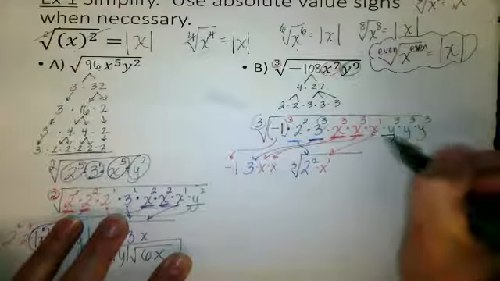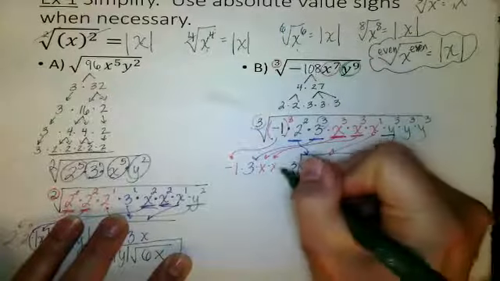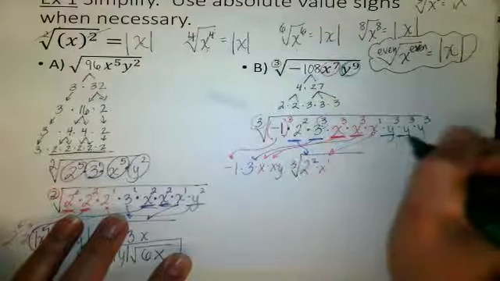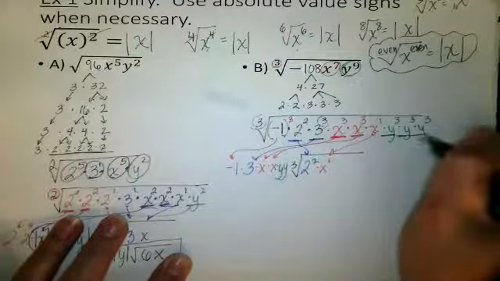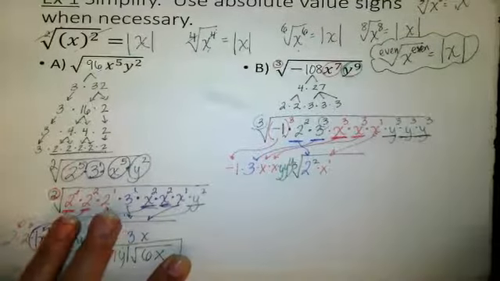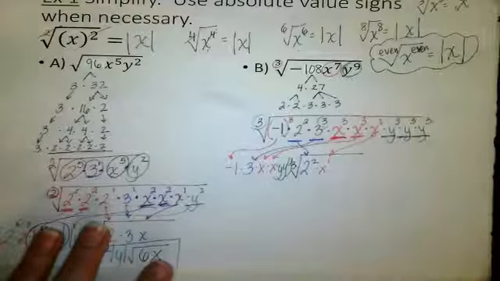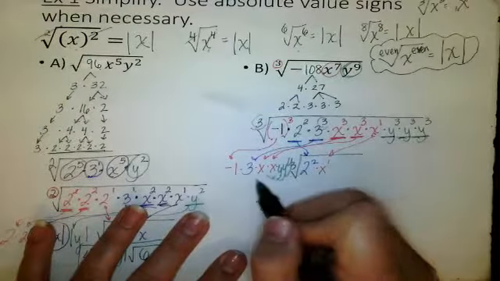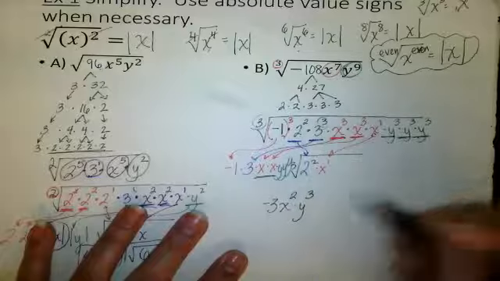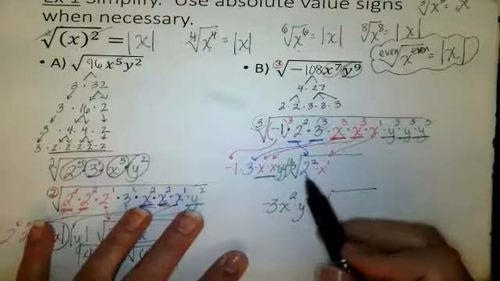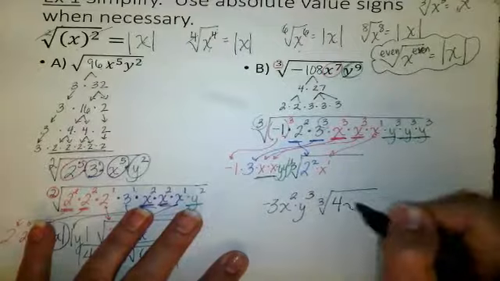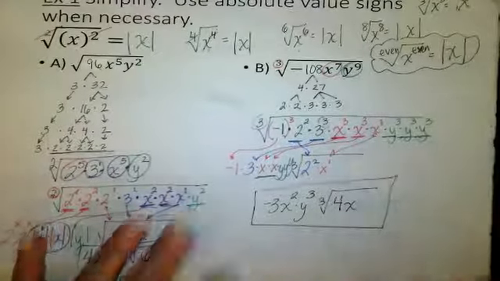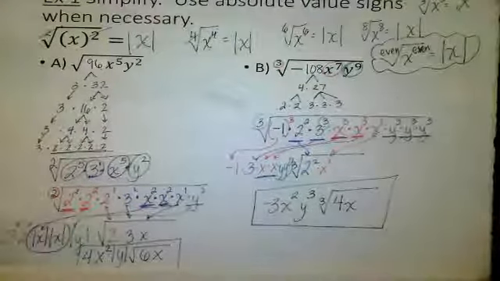What about the cube root of y cubed? Y comes out. Cube root of y cubed, another y. And the cube root of y cubed, another y comes out. So I have a negative times 3, so negative 3. X to the second times y to what power? Y to the third. Times the cube root. 2 squared is the same as 4x. So this is our final answer for that one.